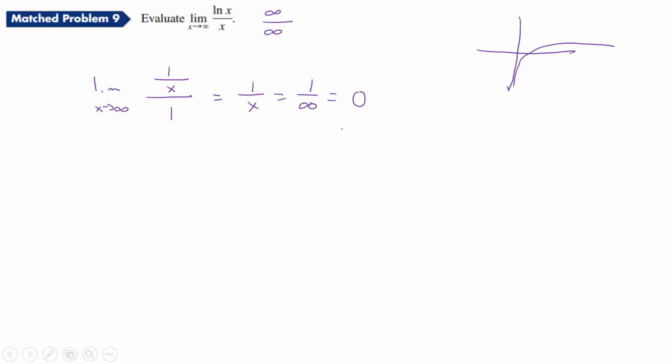Okay. And so this one ended up pretty quick. It didn't take us too long to get to that point. And so that one is how it's going to work. And like I said, it's going to work exactly the same as 0 over 0. You just keep taking derivatives until you actually come up with a number and you can get a value.